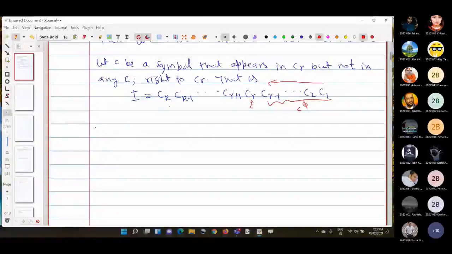Here, small c cannot appear in ck. That is, if you say that c is appearing here in ck, extreme right, that is in cr, or I can say in ck equals to cr.